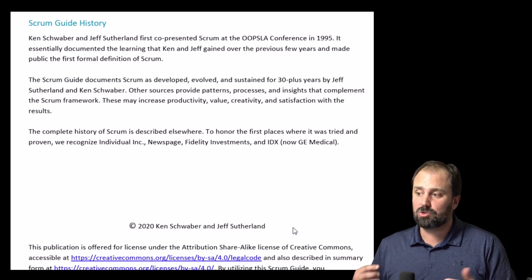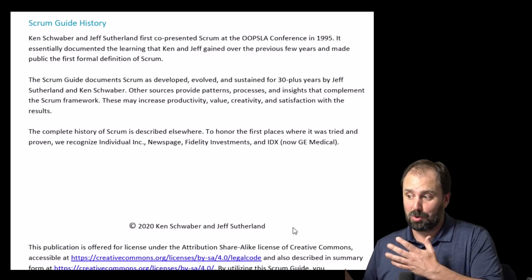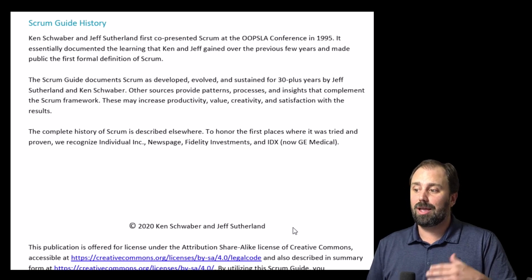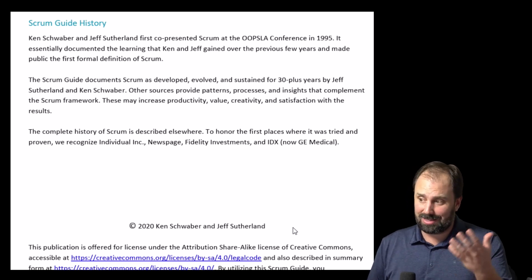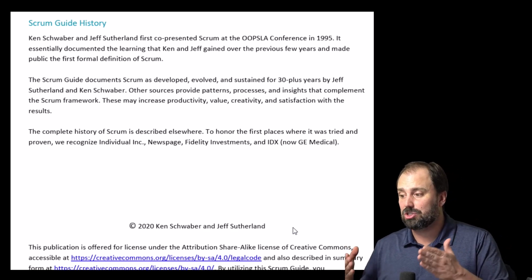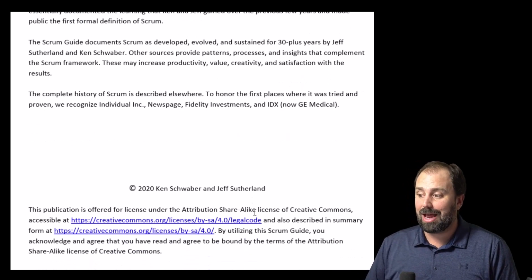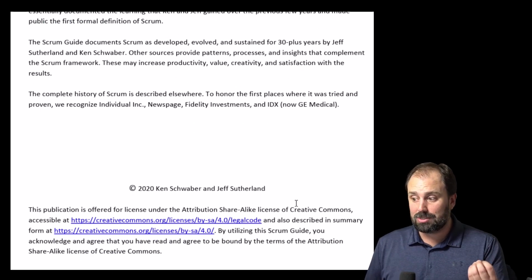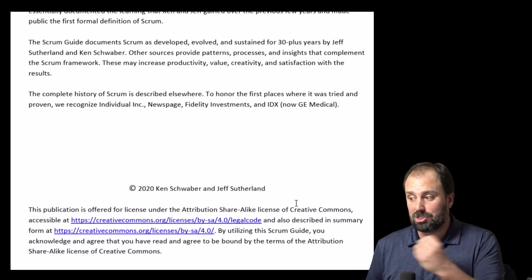The complete history of Scrum is described elsewhere. To honor the first places where it was tried and proven, we recognize individual, INC, News Page, Fidelity Investment, and IDX, now GE Medical. Now that is the completion of the Scrum Guide. It was created in 2020, this version by Ken Schwaber and Jeff Sutherland.